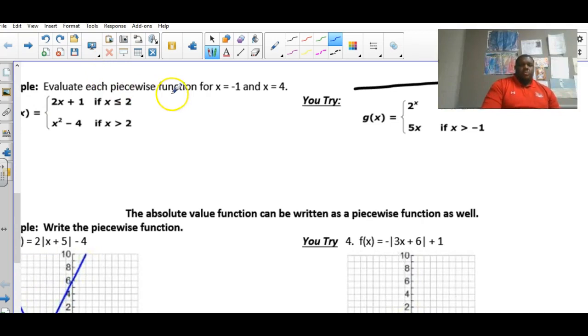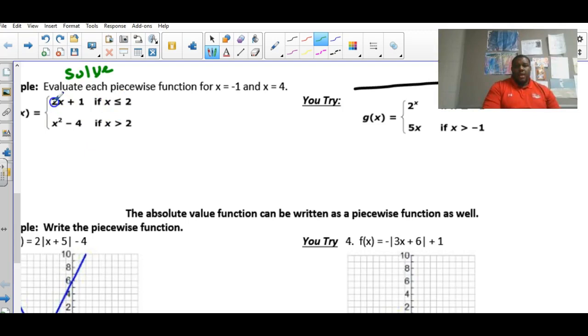Right here we're evaluating each piecewise function. Evaluating is just that. Evaluate means solve. So now we're going to solve this function for x equals 1, -1, or x equals 4. We look at these two functions, and we look at their conditions.